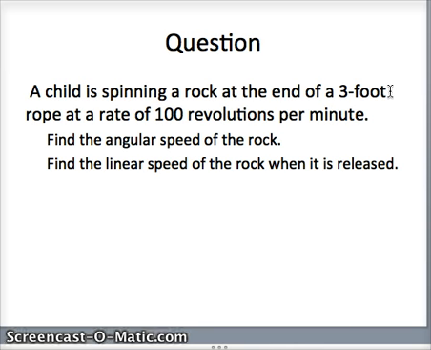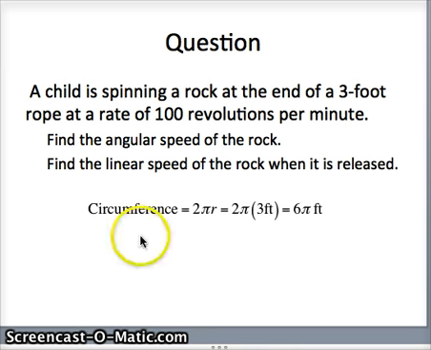1 revolution corresponds to 1 circumference. The circumference is 2 pi times the radius. 2 pi times 3 feet will be 6 pi feet. 6 pi feet is our circumference. 6 pi feet corresponds to 1 revolution. So circumference is one way around that circle. That corresponds to 1 revolution. Then all I have to do is convert 100 revolutions per minute into feet per minute by using this substitution.